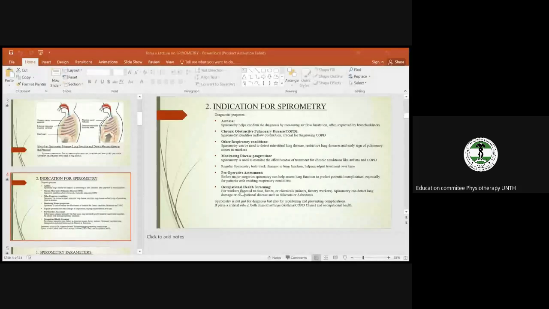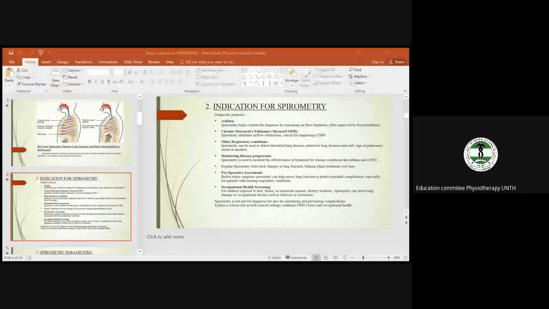Occupational exposure to fumes and chemicals, like people working as factory workers and miners: spirometry can detect lung damage or occupational disease such as silicosis or asbestosis. Spirometry is not just for diagnosis, but also for monitoring and preventing complications. It plays a crucial or critical role in both clinical setting and occupational health.